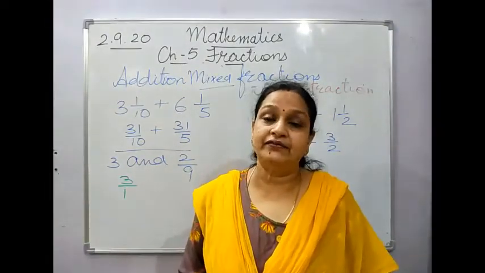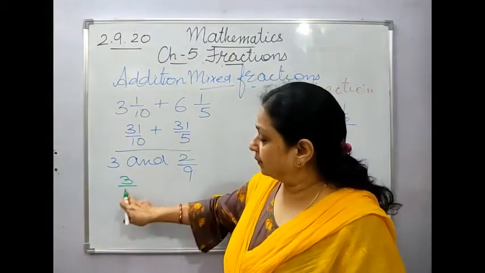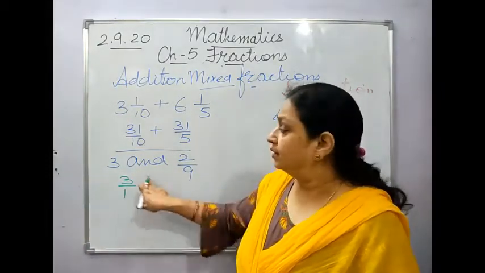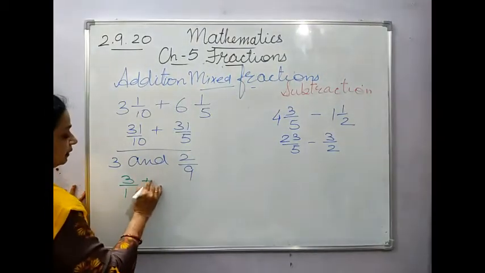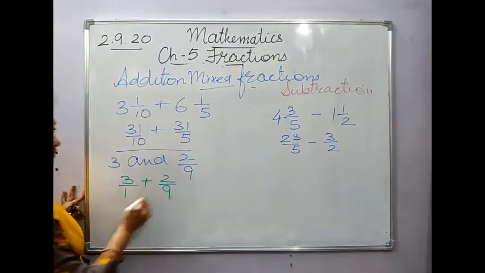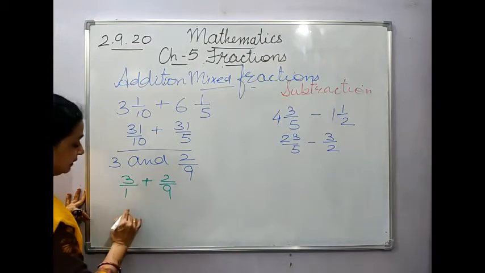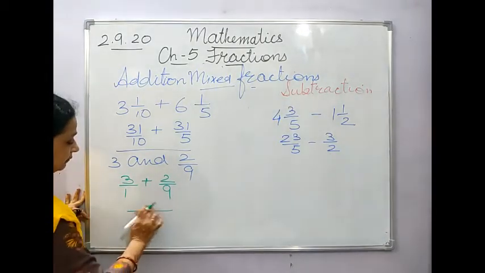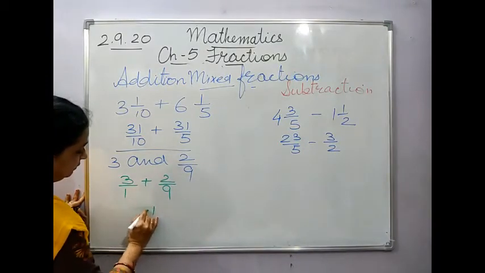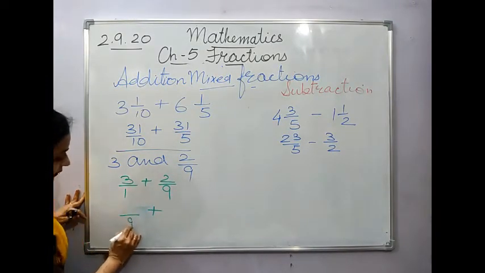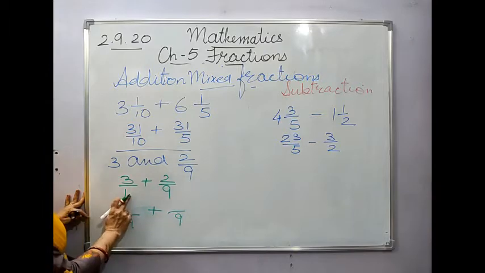Because we have to add the fraction, we will write the whole number with 1 on the denominator. So this is 3 upon 1 plus 2 upon 9. Now you take out the LCM. LCM will be 9, because it is 1 and it is 9, so LCM will be 9.